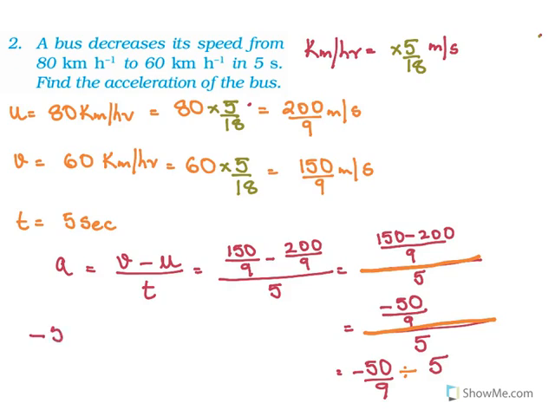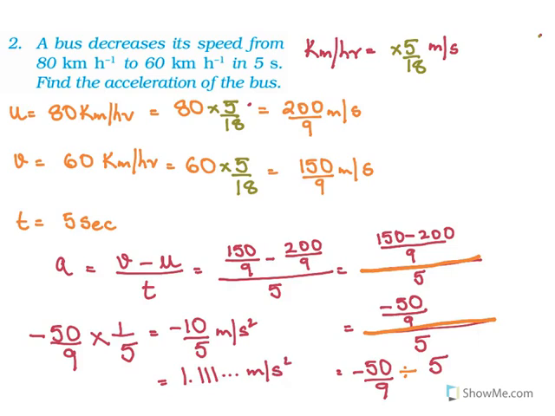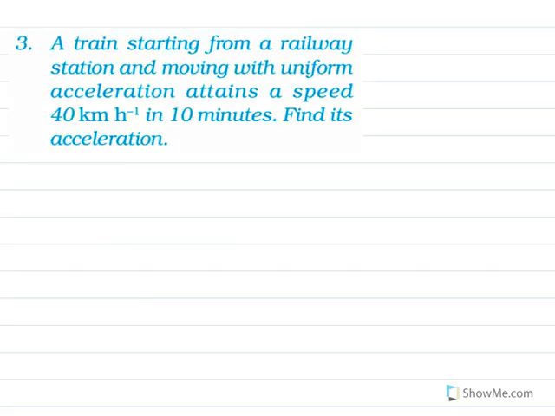Now let me do it out here. So I have minus 50 by 9. The division I'm making multiplication, so I'll get 1 by 5. It will be minus 10 by 9 meter per second square. And when you divide this, you'll get 1.111 and it goes on, meter per second square with a negative sign. You got it negative because it is retardation. The velocity is decreasing from 80 km per hour to 60 km per hour. The velocity decreases, so that's why the negative sign.